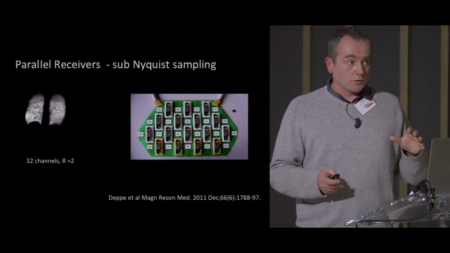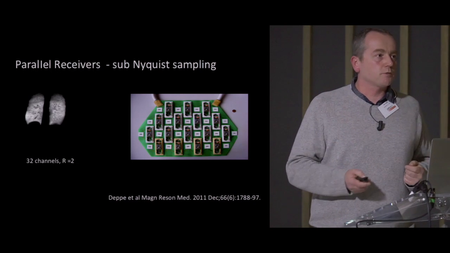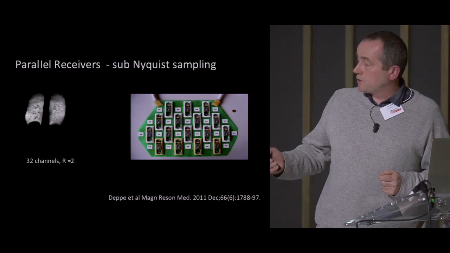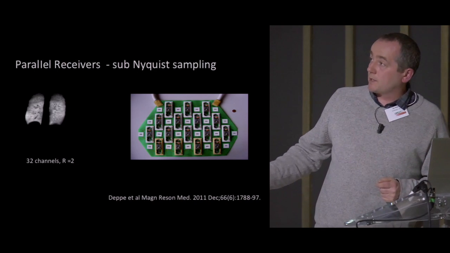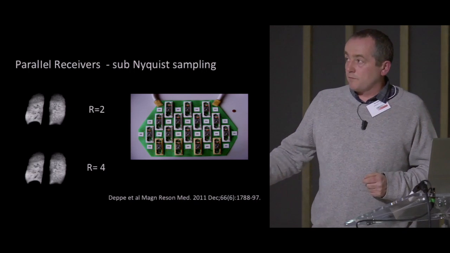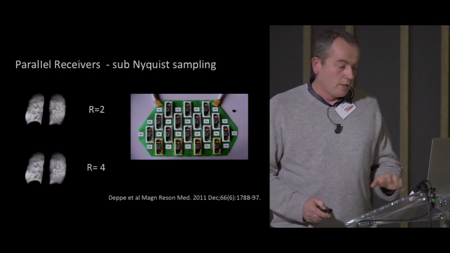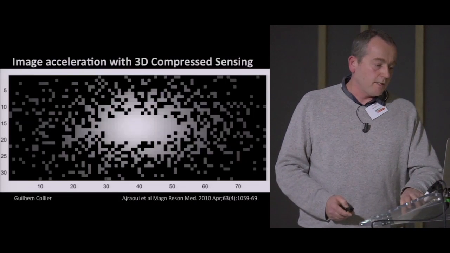We use fewer RF pulses, and that means we can actually increase the flip angle and get higher signal to noise as well. So image acceleration with reduced RF encoding using parallel receivers here, that's acceleration factor 2, acceleration factor 4, without loss of image quality. So tricks to be played really with the technology to get images faster.